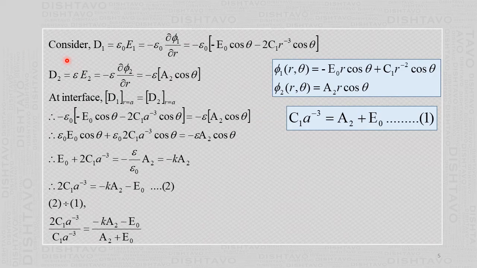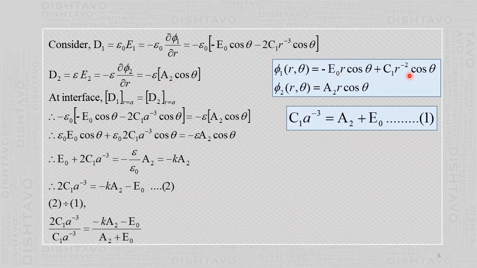Now let's find the electric displacement vector D1. D1 means it is outside the dielectric, in the vacuum. In the vacuum, by the regular definition we have seen in the earlier lecture in this chapter, it is epsilon 0 E. So D1 is outside the sphere, which is a vacuum, so it is epsilon 0 E1, and this E1 equals minus dou phi 1 by dou r, so minus epsilon 0 times that. So we differentiate this with respect to r. What you get is minus E0 cos theta.